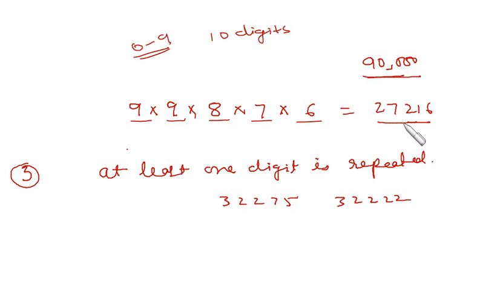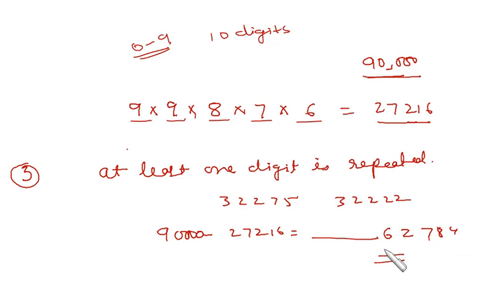No repetition at all. That means in the difference, that is 90,000 minus 27216, the remaining numbers will have at least one repetition, right? Because we have taken all the 5-digit numbers, then we deducted the numbers in which there is no repetition of digit. That means in the remaining numbers there is at least some repetition, at least one digit is repeated, right? Maybe one, maybe more than one, right? But at least one digit is repeated, right? So 90,000 minus 27216 is 62784, right? So I hope you are clear with this funny, interesting and easy question.